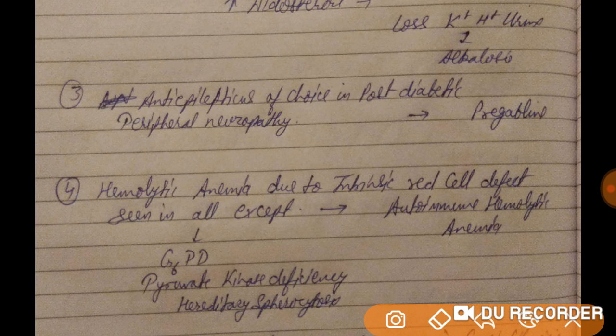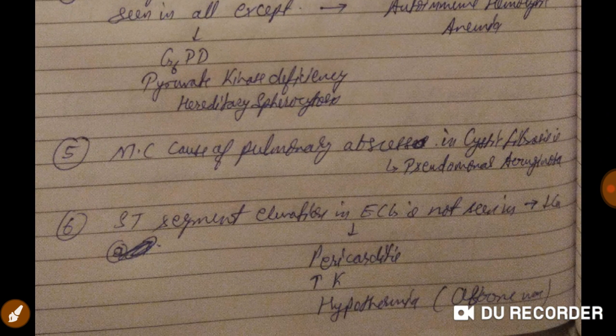Now, anti-epileptic of choice in painful diabetic peripheral neuropathy is pregabalin. Now, hemolytic anemia due to intrinsic cell defect is seen in all except: it is seen in G6PD, pyruvate kinase deficiency, hereditary spherocytosis, but not seen in autoimmune hemolytic anemia. Hope it's clear for you.